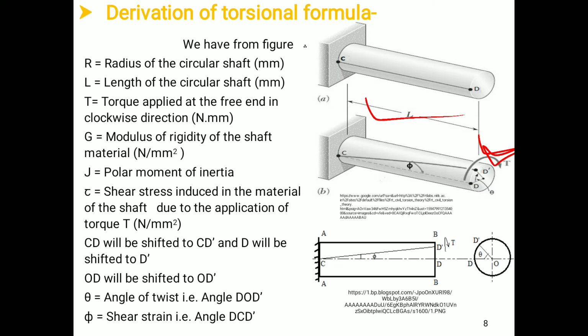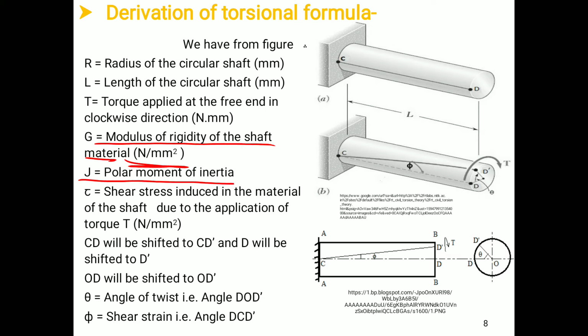As it is a torque or moment, the unit is Newton mm, or we can express it in kilonewton meter also, but as all the units are in mm, so we have Newton mm. G is equal to the modulus of rigidity of the shaft, or we can say the shear modulus also, and the unit is Newton per mm square.